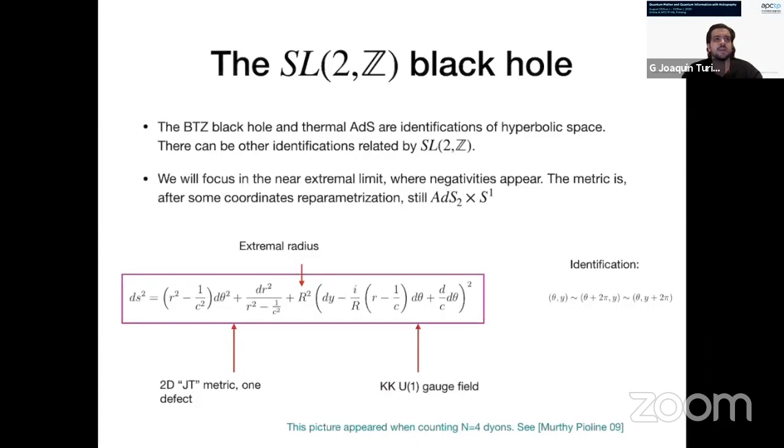Yes, I don't know how to do that in a way that gives you the same as Maloney and Witten. I see, okay. If I look near extremality and I look at JT and the Maloney-Witten answer, they match. If I go away from extremality, I'm not sure how to do the calculation in a way that they're both consistent. I see, okay. Thank you.